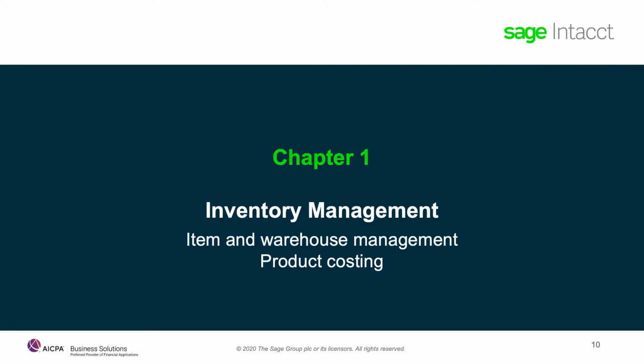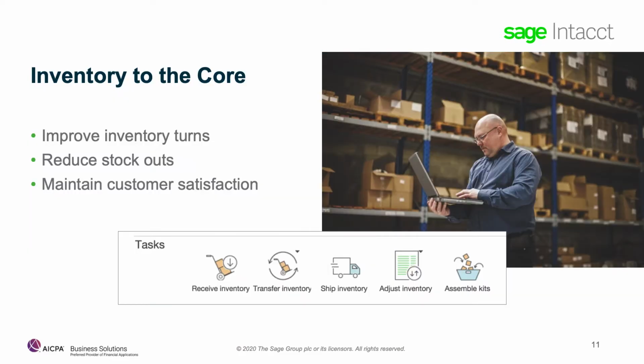This chapter covers inventory management, specifically item and warehouse management and product costing. Our solution allows you to streamline inventory management and replenishment. You can significantly improve inventory turns, reduce stockouts, and maintain customer satisfaction.